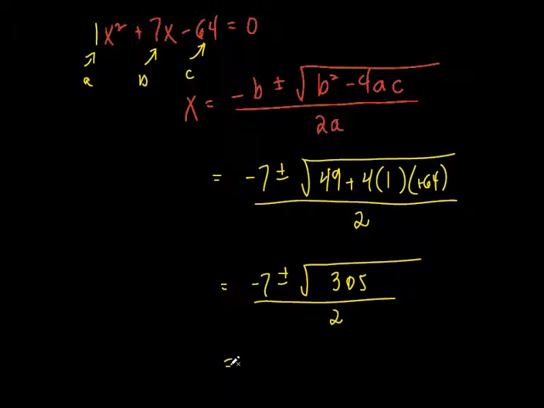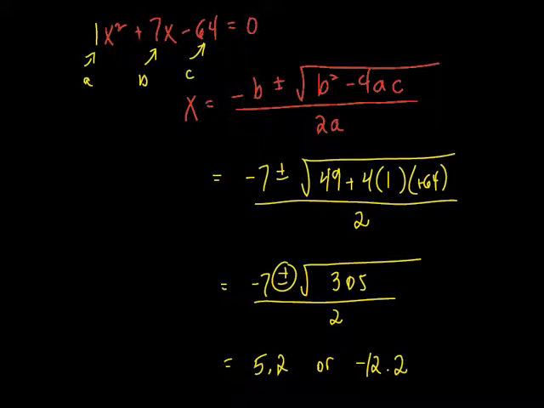If you plugged it into a calculator, you actually get 2 answers, don't you? Because you got a plus and a minus. You would put negative 7 plus square root of 305 over 2. Then you go negative 7 minus square root of 305 over 2. So you get 2 answers. I'll just write them out due to time. So you get that or that.